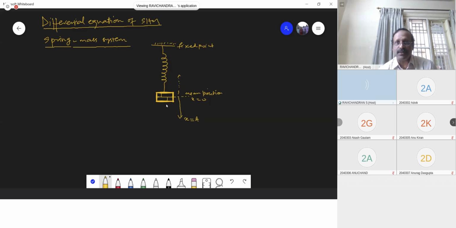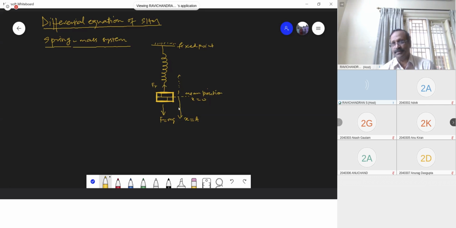When you pull this one, there is a force acting downwards, that is F equals m into g. When F equals m g is acting here, there will be an upward force. That force is called the restoring force. Remember, one is the applied force, the other one is the restoring force. The restoring force is the force which is given by the spring. This force must be opposite to this force. Of course, it must be opposite to the displacement also. The restoring force is opposite to displacement.